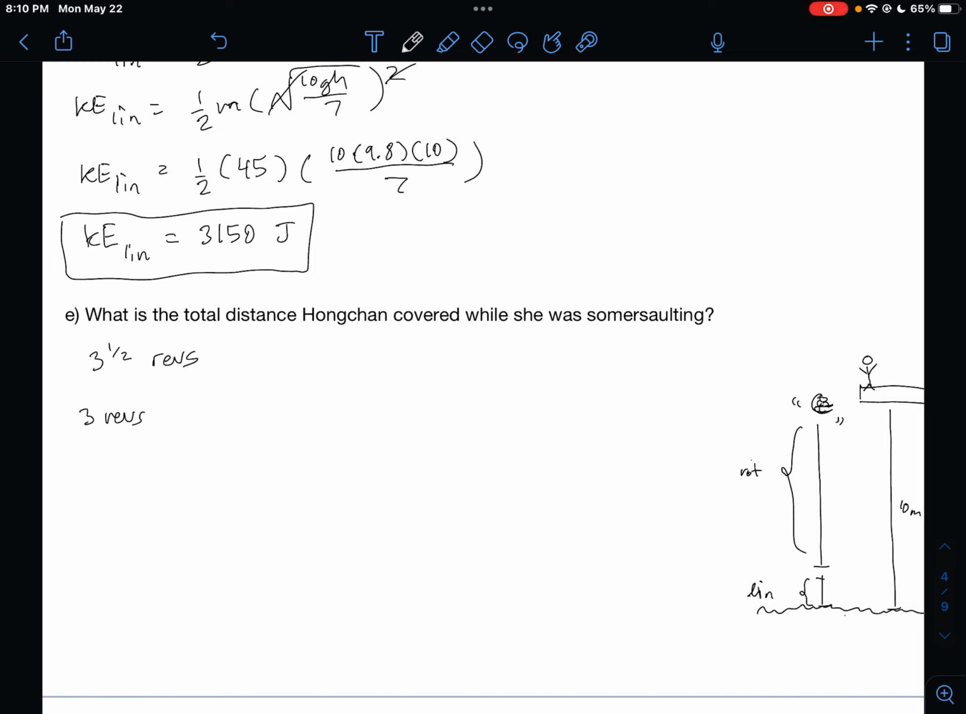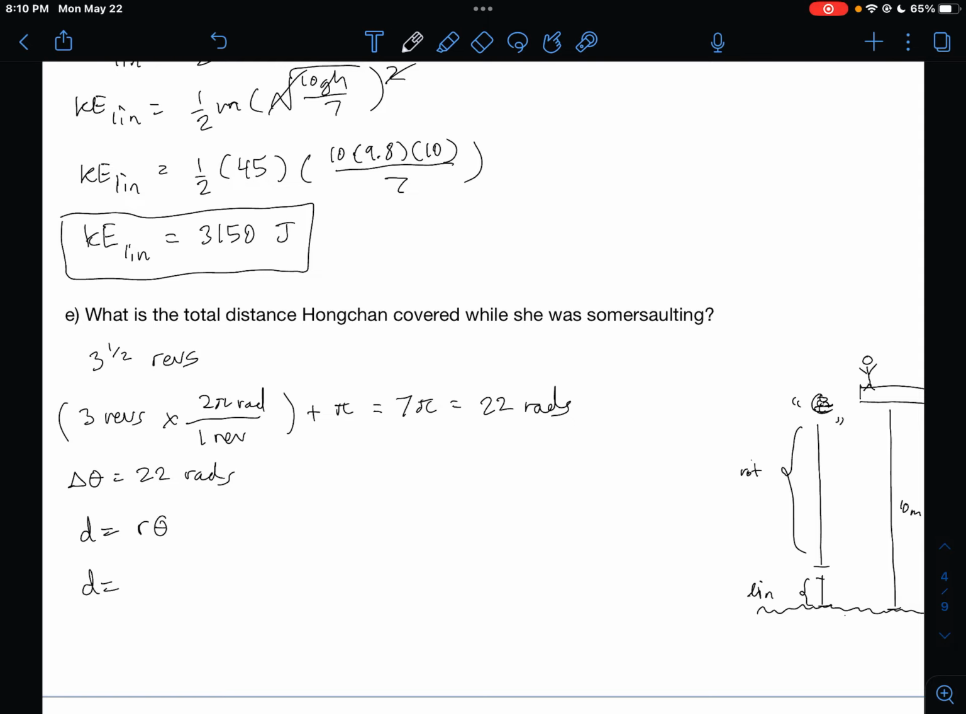And I know that in 3 revs, in each rev there's 2 pi rad, and then plus pi, because 1/2 of a rev is pi radians. So then you get 7 pi, which is equal to around 22 rad. And then I know I can use that because that's the angular displacement.